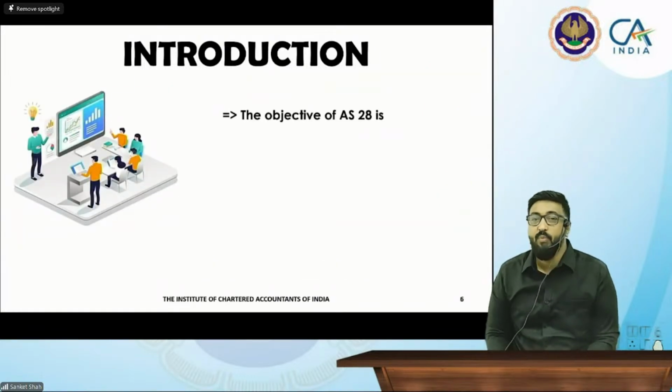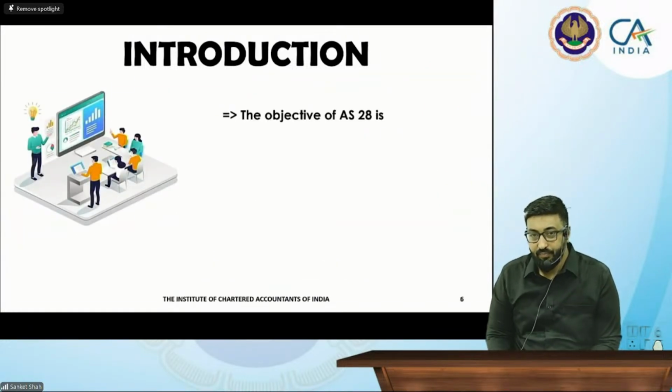Now, what is the objective of this accounting standard? So now everyone is clear with the concept. Still, if you have any question? I'm explaining it for 2 times. Still, some students are not able to answer it. I don't know why.